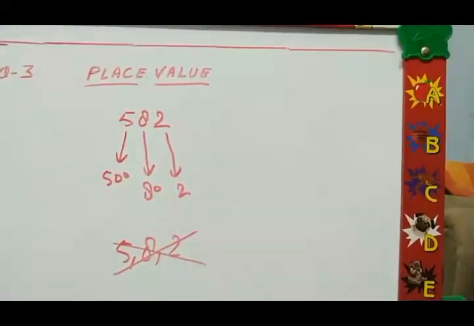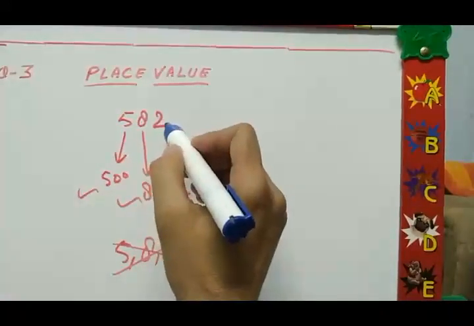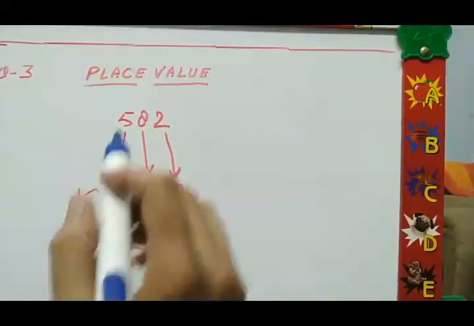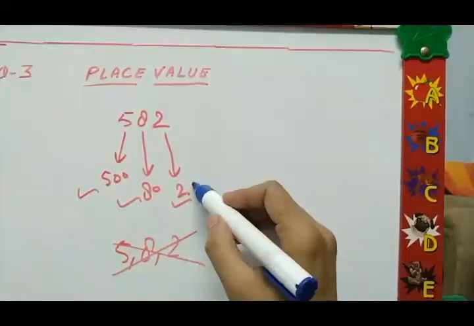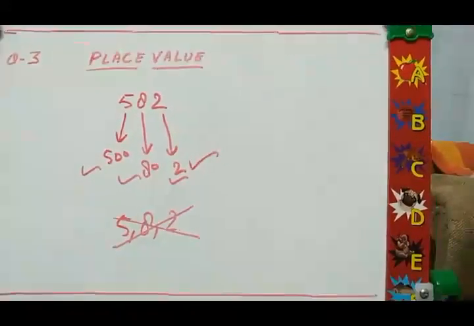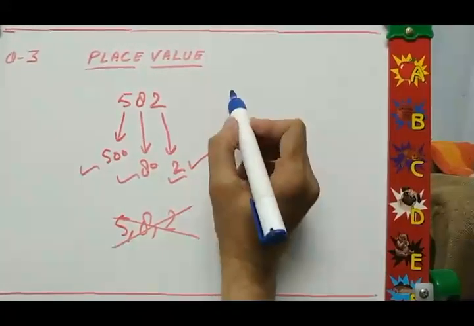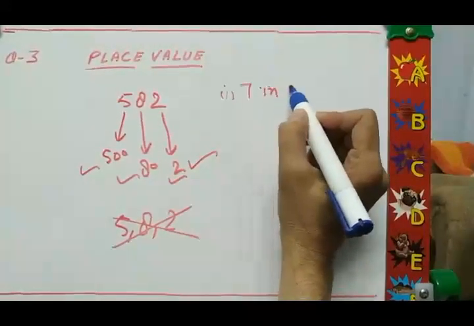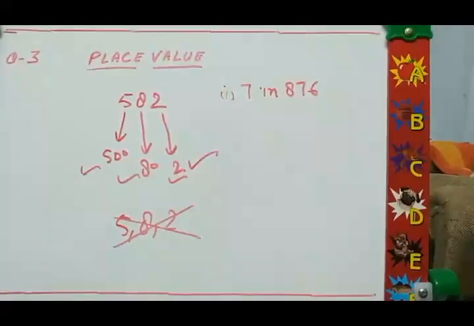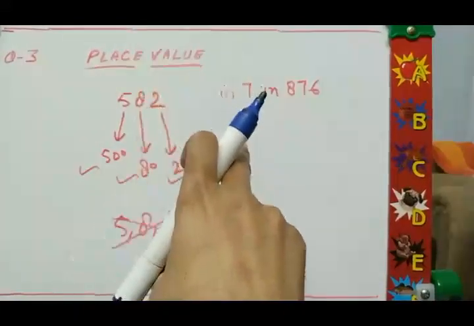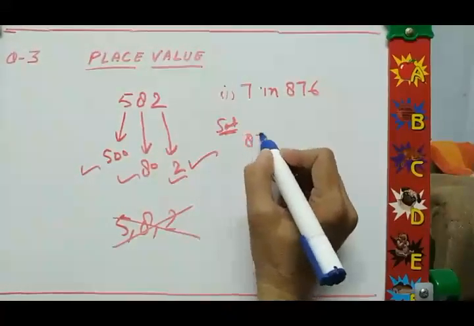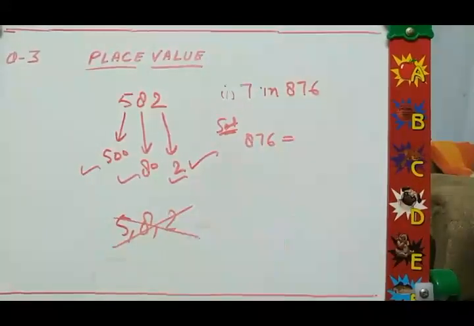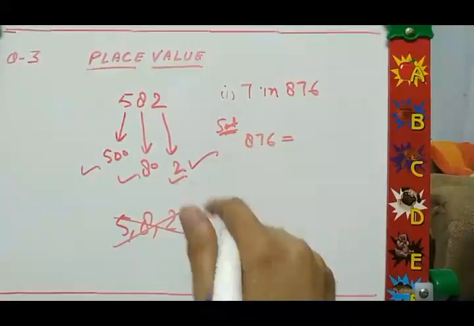It is made up of 500, 80 and 2, which means the place value of 5 in 582 is 500, and the place value of 8 in 582 is 80, and the place value of 2 in 582 is only 2. That is the place value. According to the question, we take another example: 7 in 876. Here you are to find out the place value of 7 in 876. So first of all we will write 876 equal to, now what will be the answer? So read this number carefully, 876.